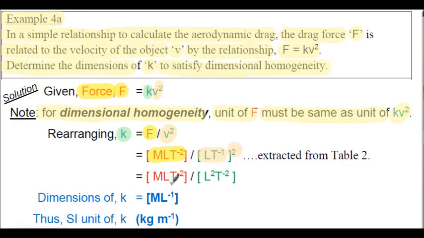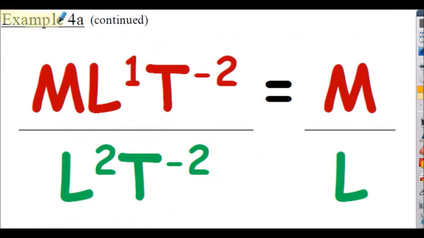We can now clearly see that the t to the negative 2 on the top line cancels with t to the negative 2 on the bottom line, and the L on the top line will cancel with the squared on the L term on the bottom line. Example 4a continued. Just for clarity, I'm showing you the cancelling here on two lines.